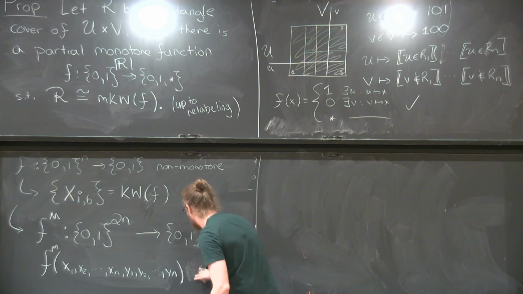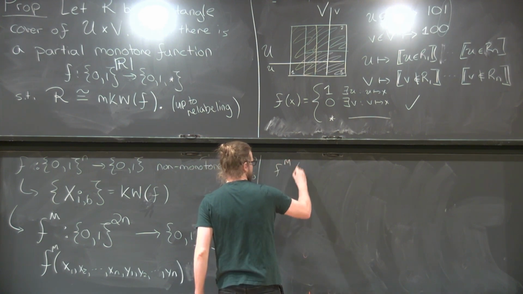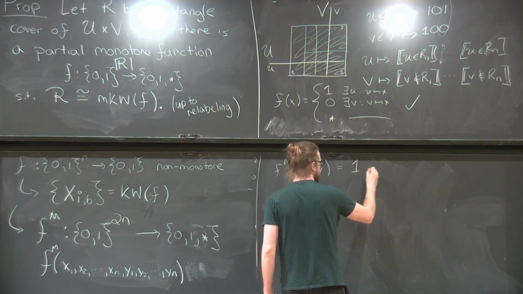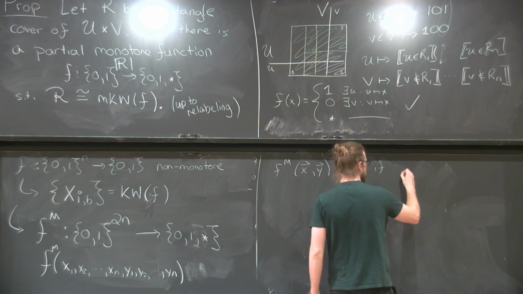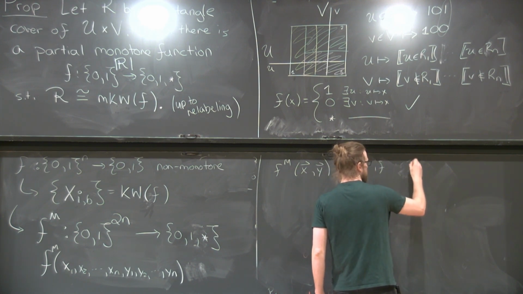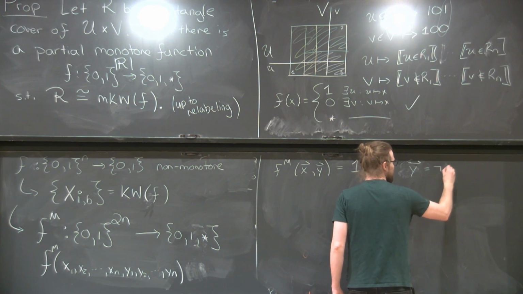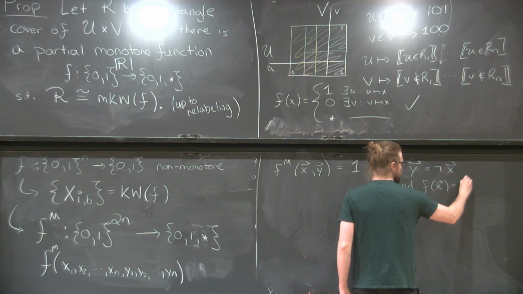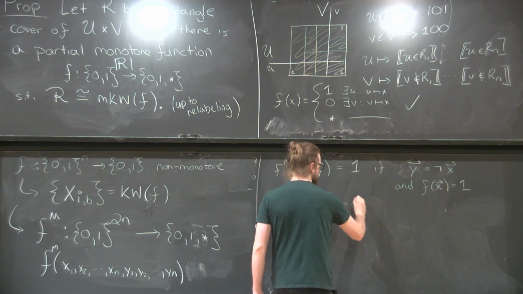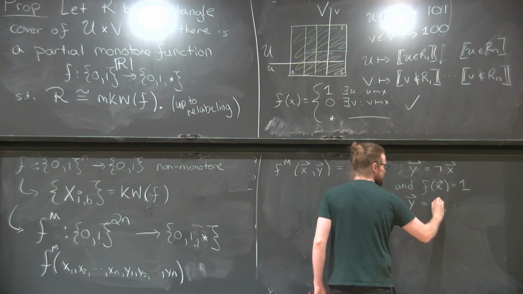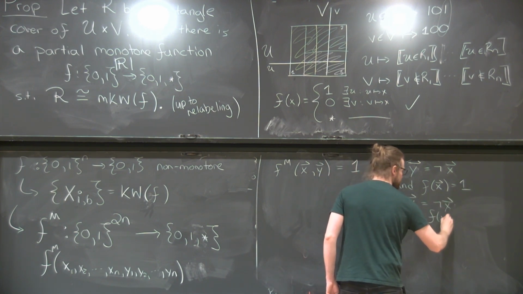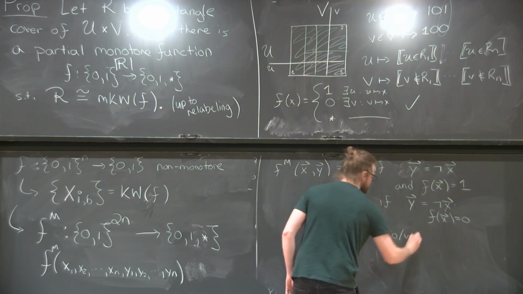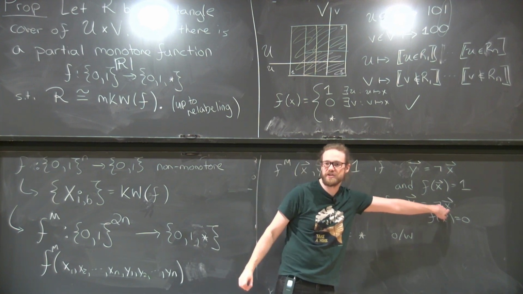So let me just write that. f sub m of x, y will be equal to 1 if y is the negation of x and f of x is 1. It's going to be equal to 0 if y is the negation of x and f of x is 0. And it'll be equal to star otherwise, in particular when y is not just the negation of x.